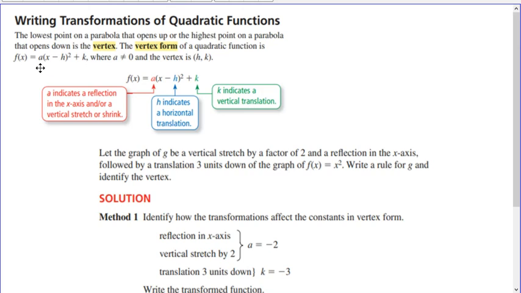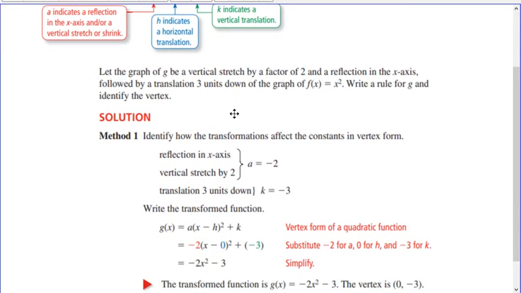Okay, the a indicates whether there's a reflection going on, and it also indicates whether there's a vertical stretch or shrink. So let's look at this problem right here. Let the graph of G be a vertical stretch by a factor of 2, so that's your a value. Let me just write that down. That's going to be an a value. And a reflection in the x-axis, so that means that we have a negative 2 as the a value.